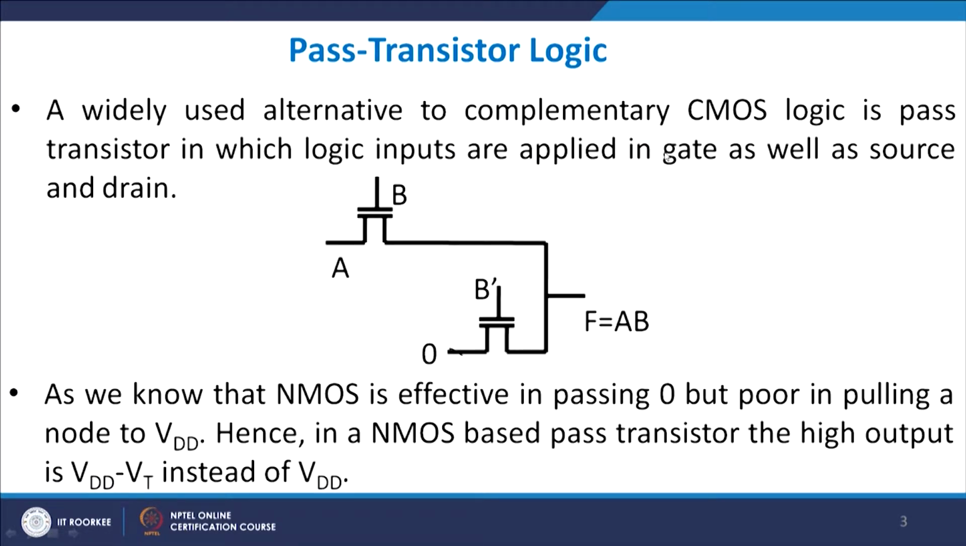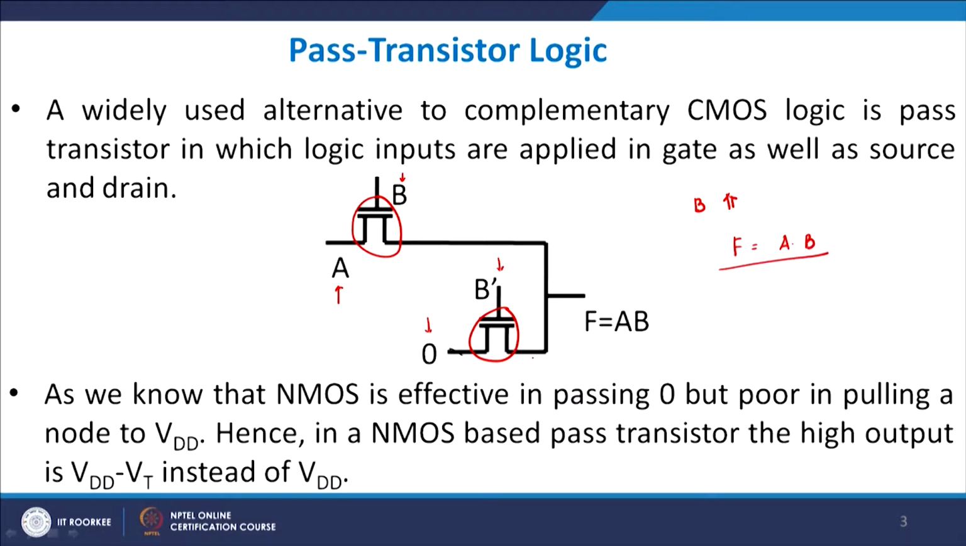Now, with this knowledge, let me give you an idea about a basic AND gate using pass transistor logic. You see here, I have one transistor here and another transistor here, and we apply the signal B here, and we apply a complementary signal B here, we apply a 0 here, and we apply the A here. So, whenever my B is high, whatever be the value of A appears outside, and therefore, safely I can write down F equals A dot B.